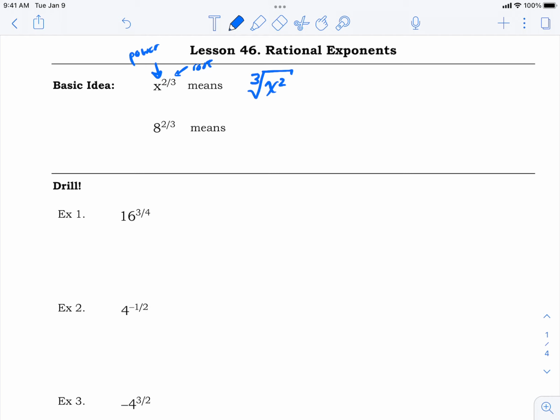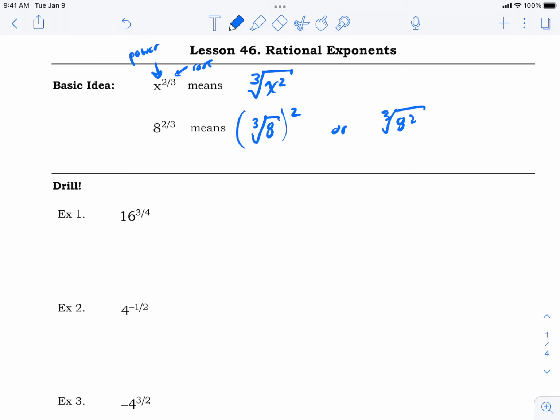Now this 8 to the 2/3, you could write it the same way, but usually when I'm playing with numbers, I actually write it slightly different. I'll write the cube root of 8, and then I'll square it. So notice it doesn't matter whether you put the square on and then the cube root, or whether you first put the cube root on and then the square. It actually does not matter. I really could have just done it this way, the cube root of 8 squared. It would have worked out exactly the same.